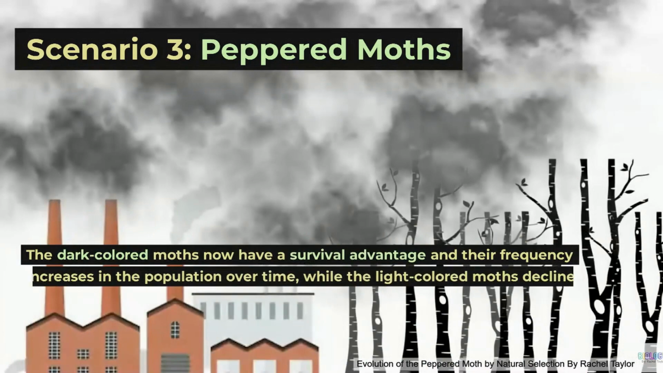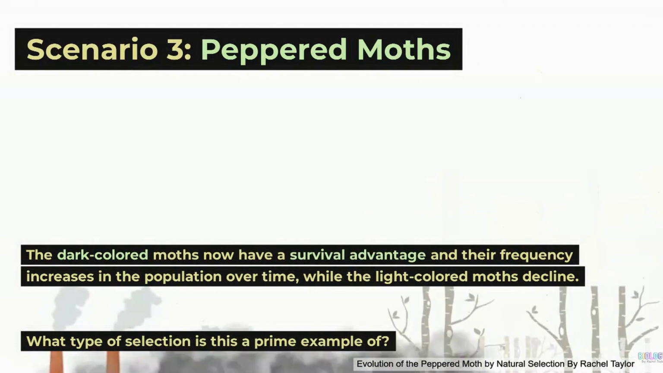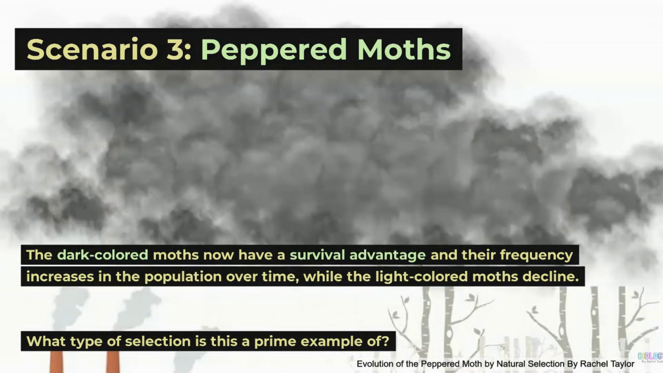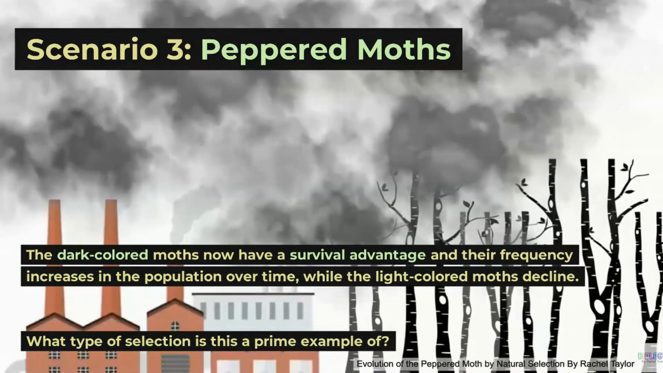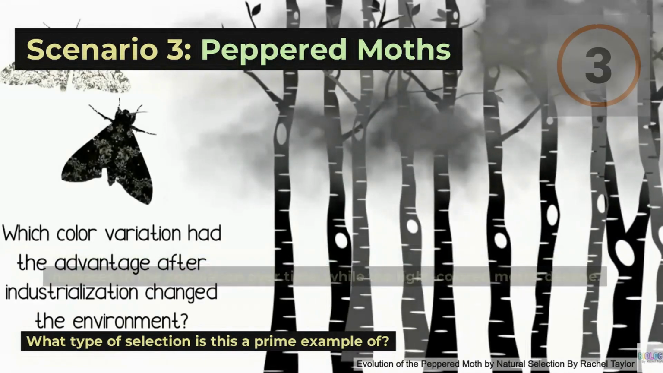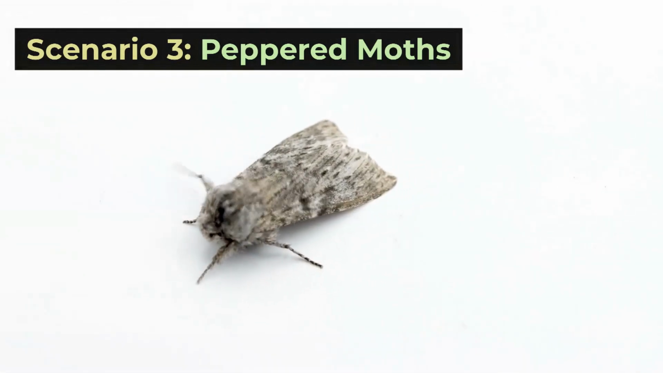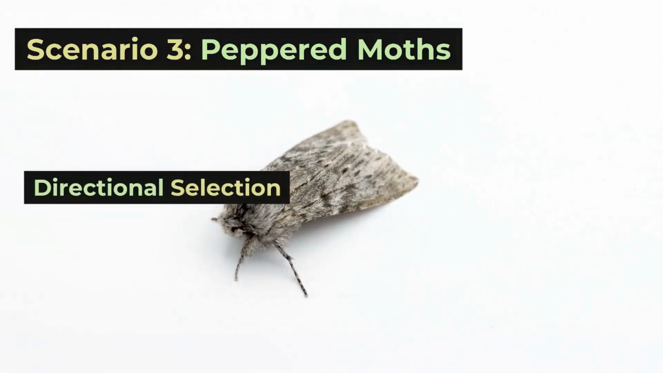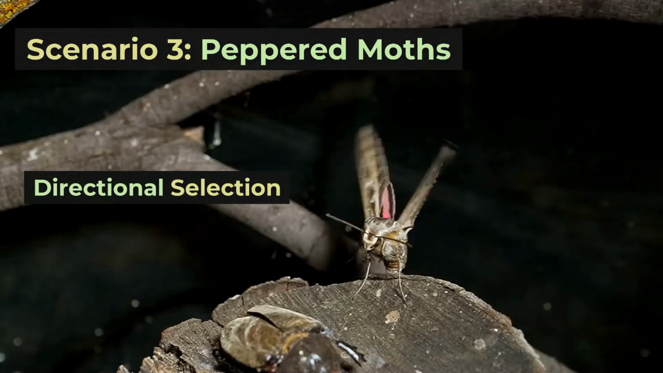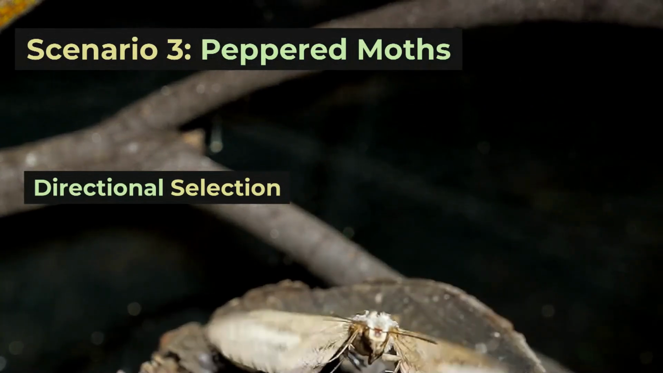However, a small number of dark-colored moths were able to then better blend in and camouflage against those darker tree trunk colors that are now covered in soot. So the dark moths now have a survival advantage, and their frequency increases in the population over time as they're able to successfully survive and reproduce, while the light-colored moths decline over time as they aren't able to survive as well because they're being preyed upon. What type of selection pressure is this a prime example of? Right, this is an example that demonstrates directional selection and how environmental changes can drive directional selection and favor individuals with traits that enhance their survival and reproductive success.